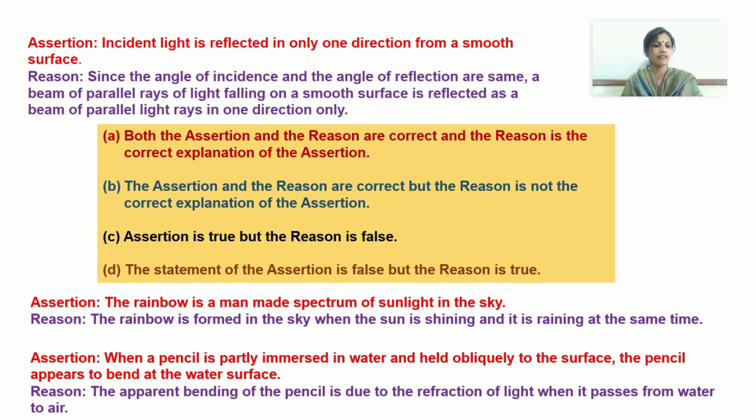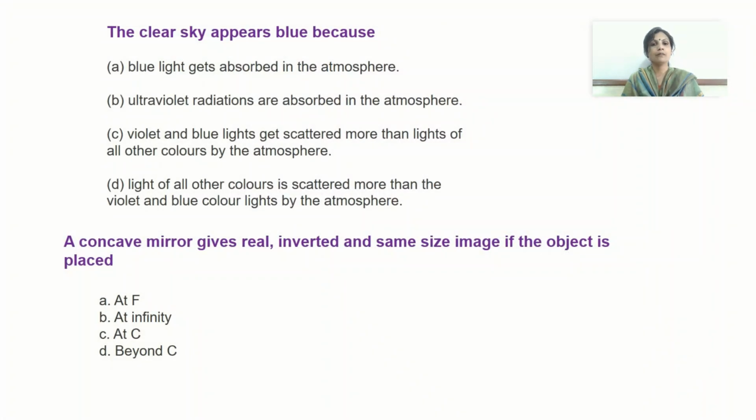Both the assertion and reason are correct because the bending of the pencil is due to refraction of light, and when light passes from water to air medium, we see that the pencil looks bent. So both assertion and reason are correct, and the reason is the correct explanation of the assertion. So option A is correct for this particular set of assertion and reason. Alright children, in the final board exam also, in assertion and reasoning type of questions, you always get 2 questions based on this.